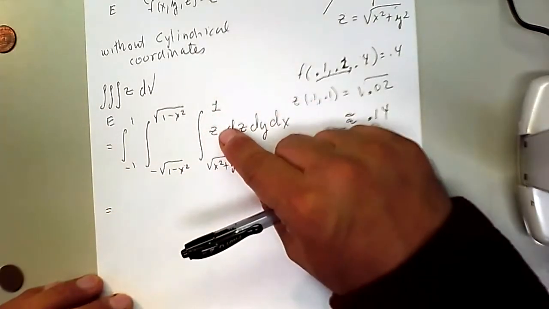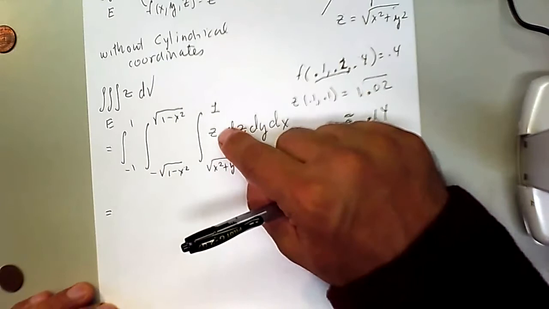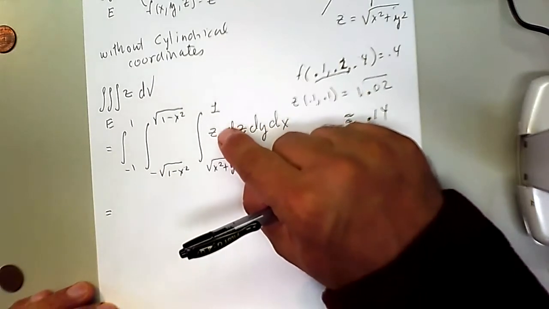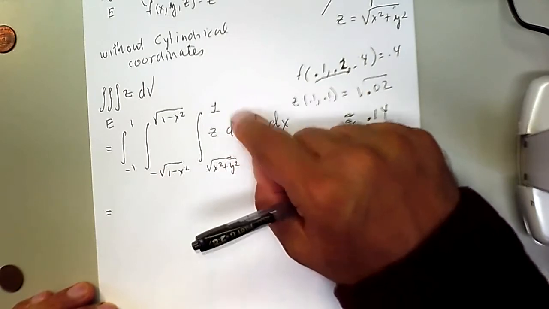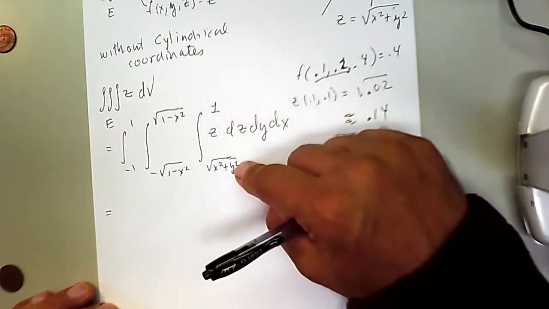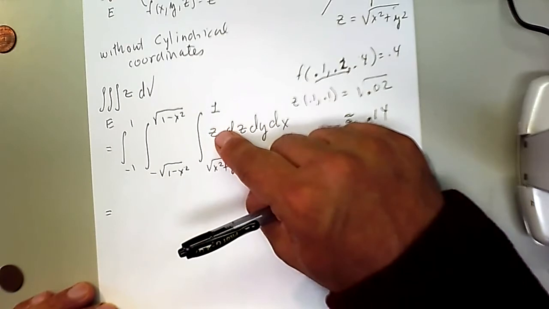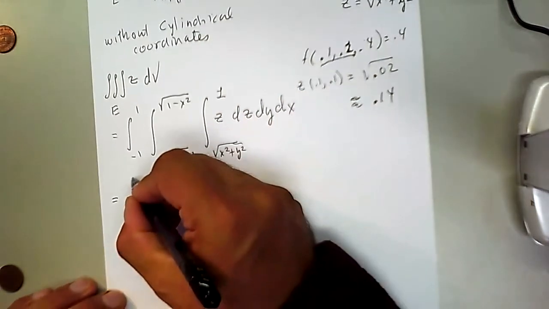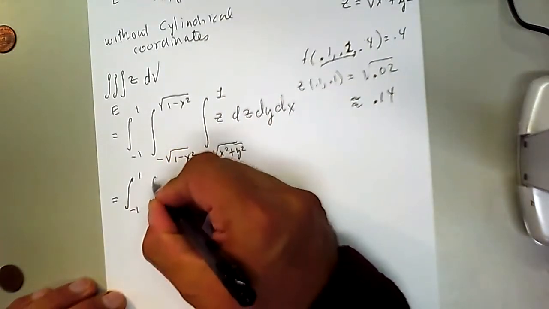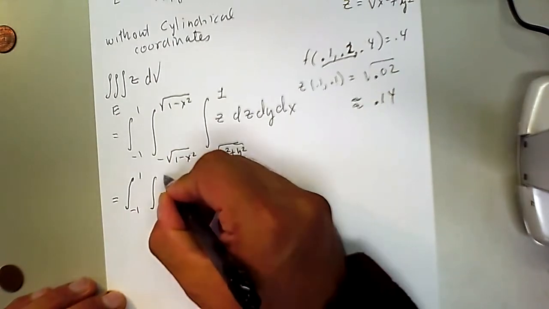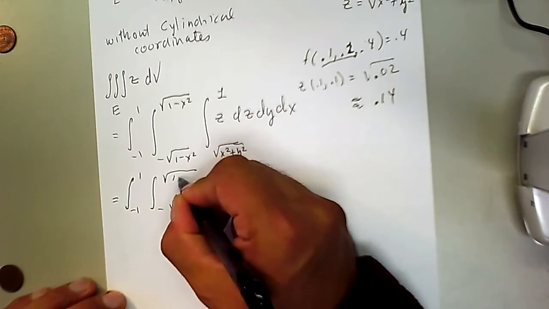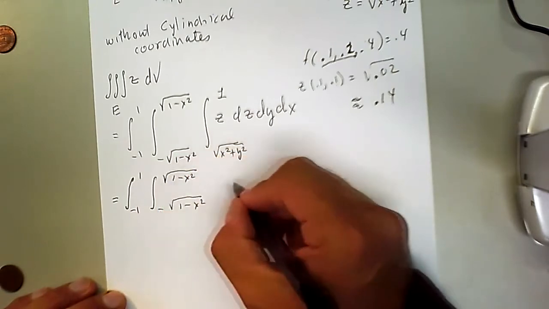I'm going to pull a little fast one on you, as I have done before. This is going to be z squared over 2 when we integrate with respect to z. And we're going to plug in 1 and that. So again, it's z squared over 2. Let me start writing -1 to 1 because the other parts are going to be minus the square root of 1 minus x squared and the square root of 1 minus x squared. Those are the lower and upper limit.